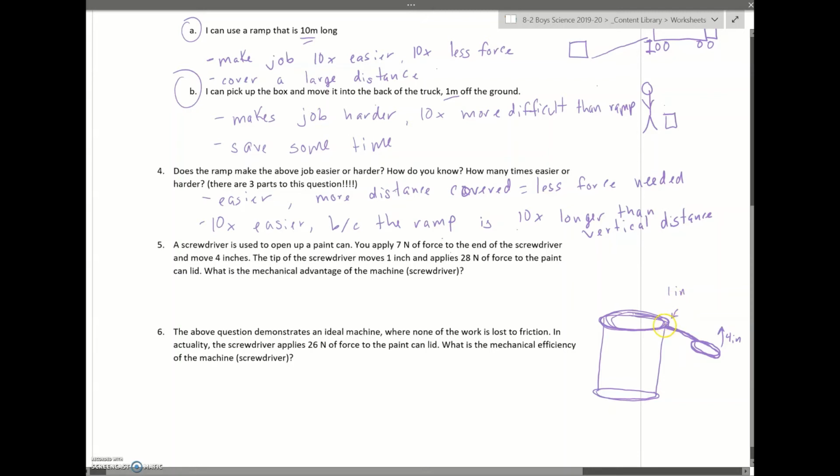Okay, so the screwdriver tip moves 1 inch up. I guess these arrows are backwards. You're going to move the screwdriver tip 1 inch up, and you're going to move the screwdriver handle 4 inches down to get this prying action. The tip of the screwdriver moves 1 inch and applies 28 newtons of force to the paint can lid.